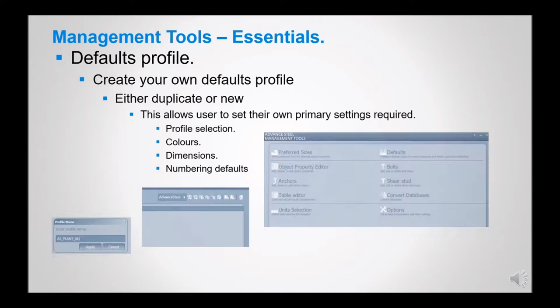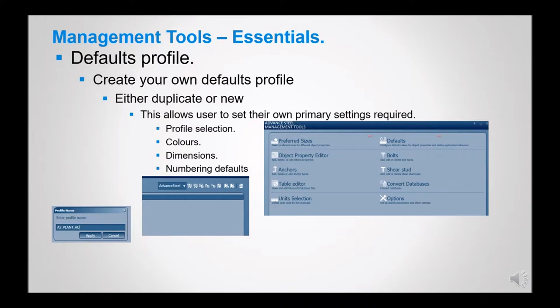So if you open the management tool system, you'll go to the defaults. You'll see the defaults up at the top right here. You select that, and that will open up the defaults window. And when the defaults window opens, you'll see the Advanced Steel one shown in the little dark blue panel to the left of the image below. And there should be a copy profile button just to the right of that. If you press the copy profile button, this enables you to create your own.